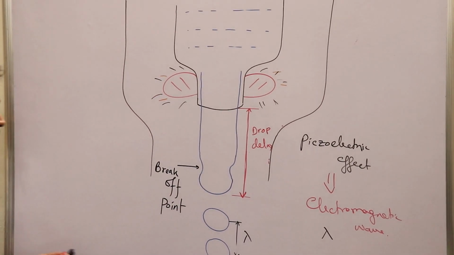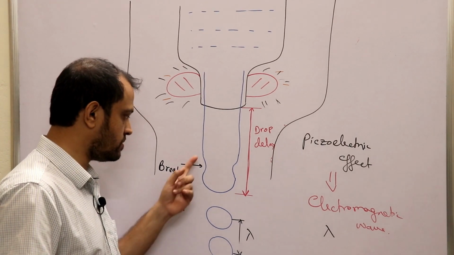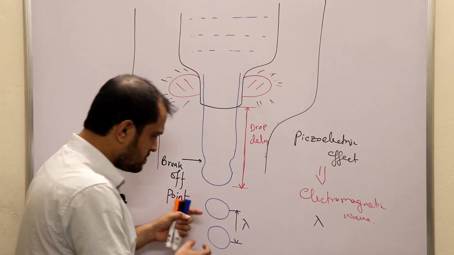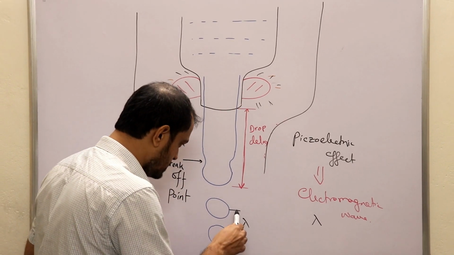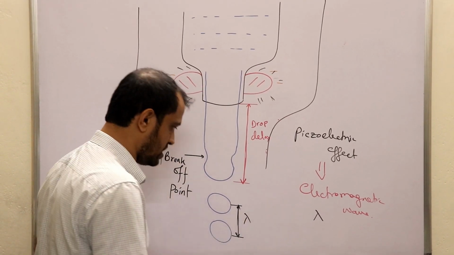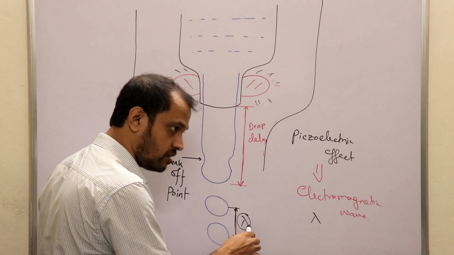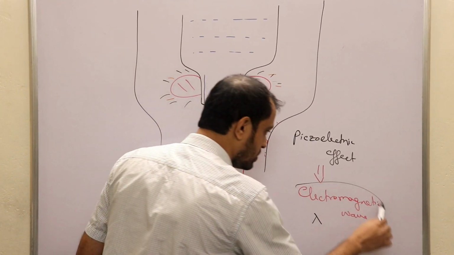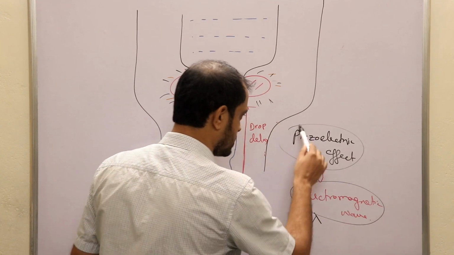This point is called the break off point. That is the starting of the formation of a drop. Now the distance between the two drops we have already discussed. The distance between the two drops is actually lambda. What is lambda? The wavelength of the electromagnetic wave which is produced by the piezoelectric effect.